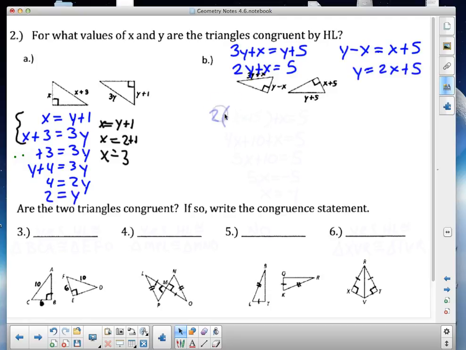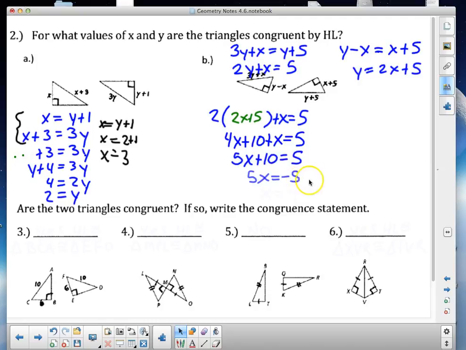So I'm going to pop them in, and I've got this equation down here: y is 2x plus 5. Using substitution, I pop that in. Remember, I have to do this because I want to be able to solve for one variable. Now I distribute: 2x times 2 is 4x, and 2 times 5 is 10, plus x. So now I combine like terms, and I get 5x plus 10 equals 5. I'm going to subtract 10, and divide by 5, and x is negative 1.